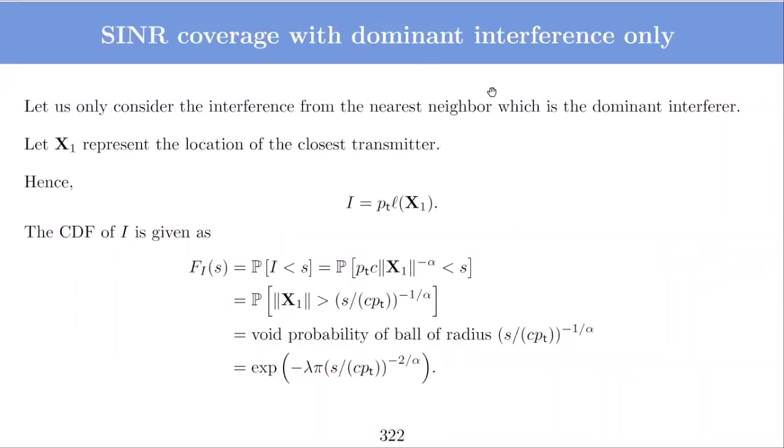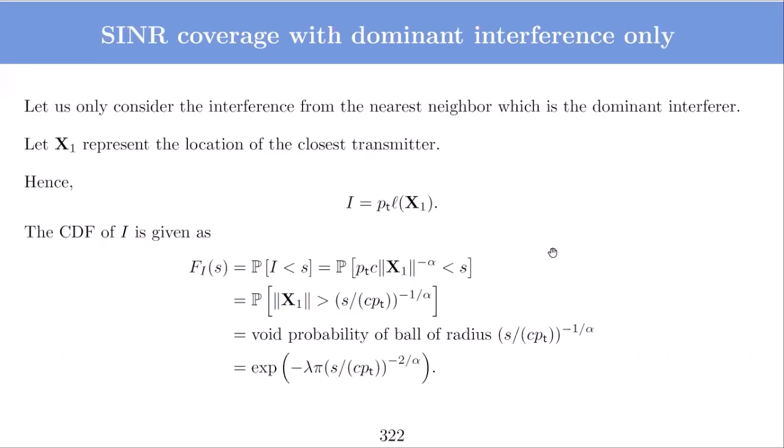Let's just take the interference from the dominant interferer. So what is the dominant interferer? There are many interferers around you. You just take the closest interferer and compute the interference from it. This will of course give you a lower bound on the interference, so it will give you an upper bound on the performance. You will get a performance which is better than what it is in reality, but it can give me a simpler expression.